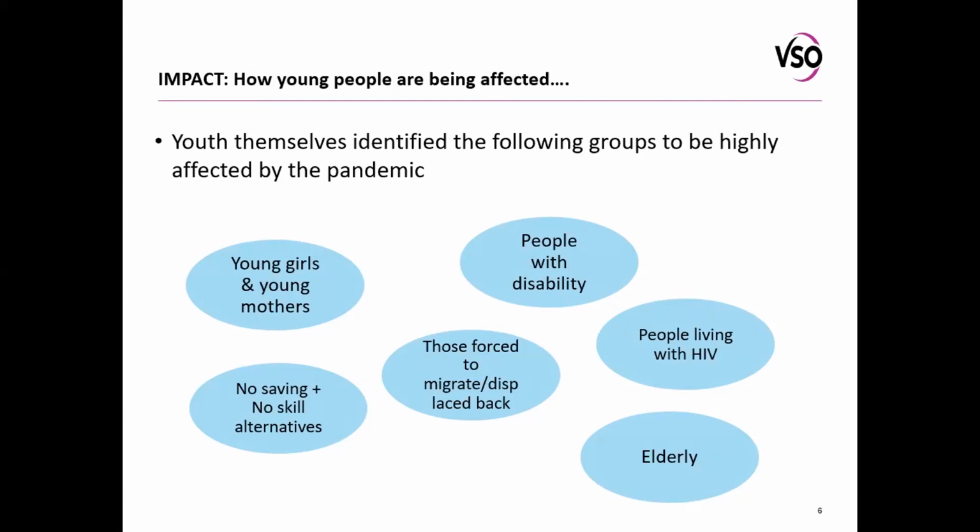People with disabilities, elderly people with limited support, people living with HIV, and those with no skill alternatives were the ones they had identified as affected severely.